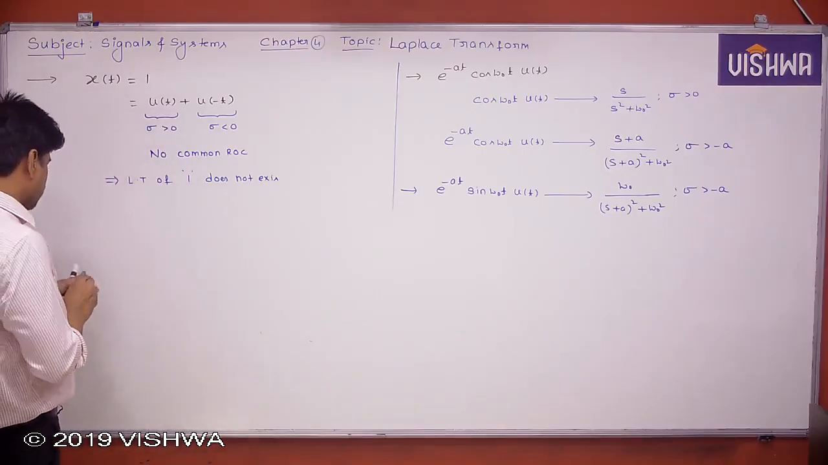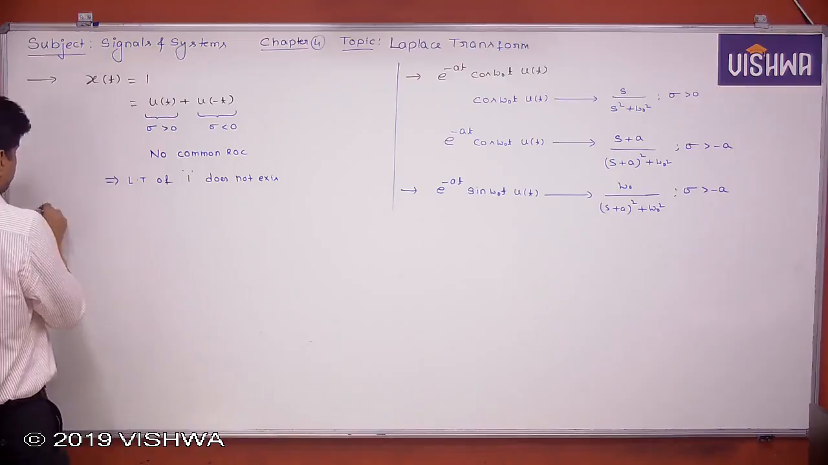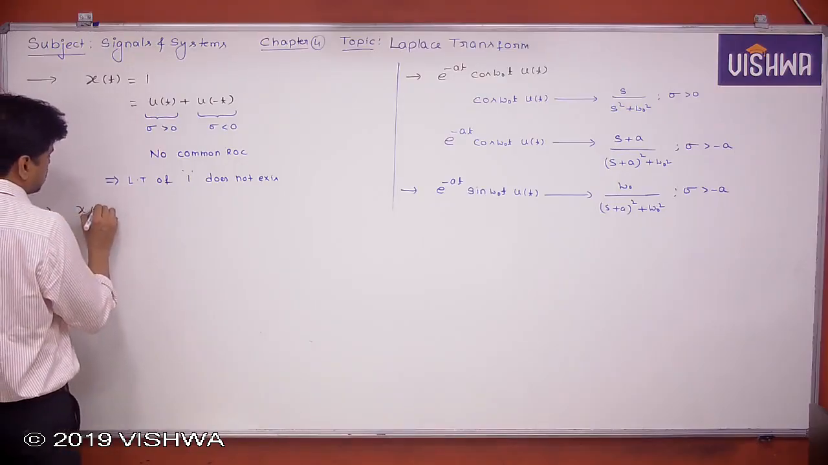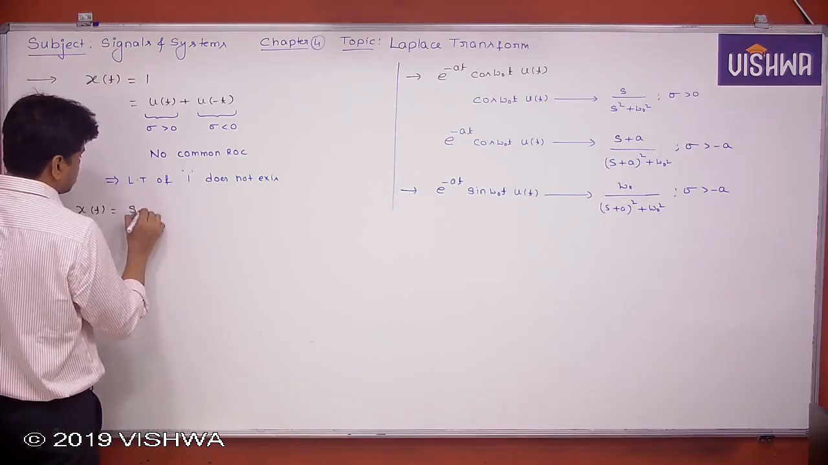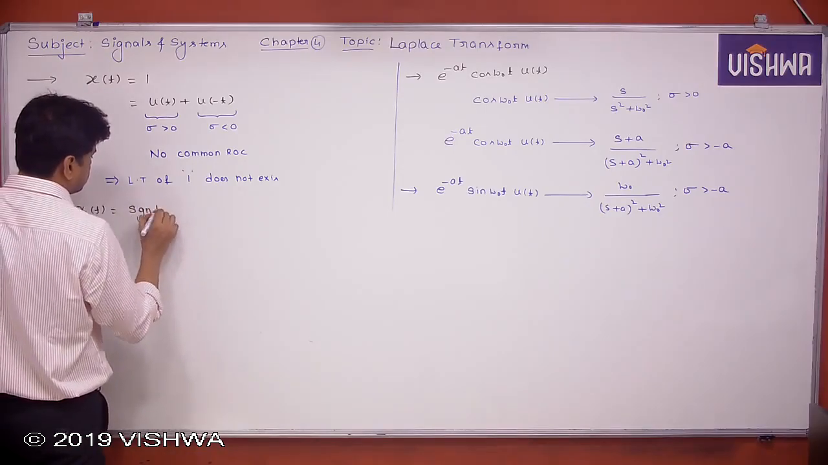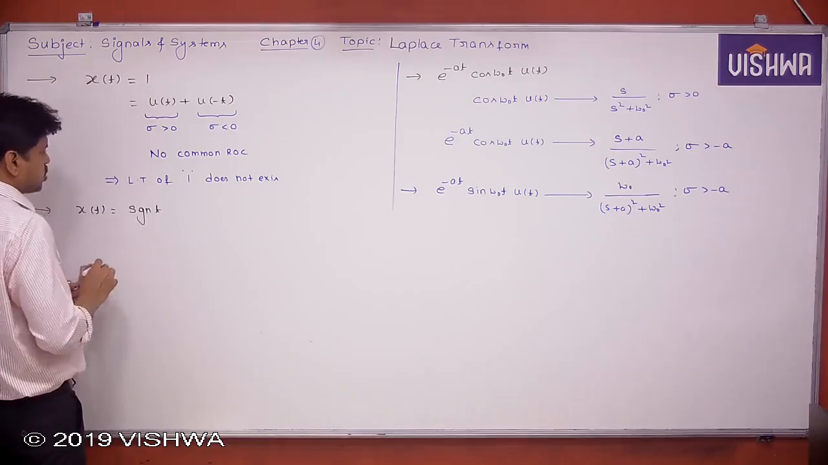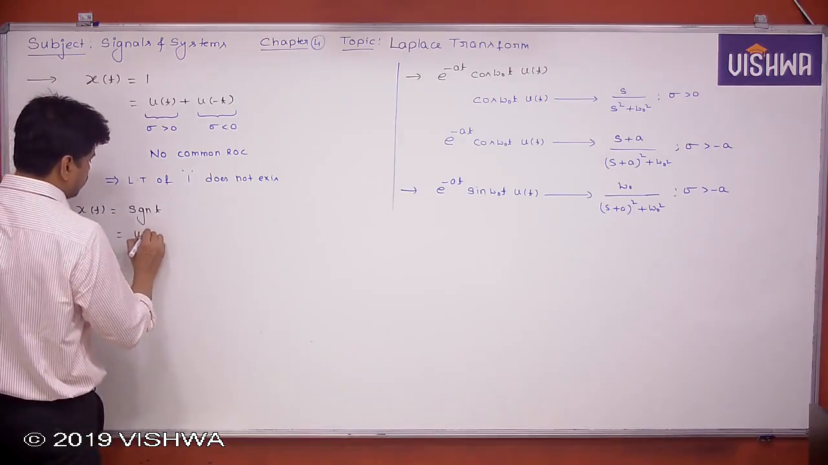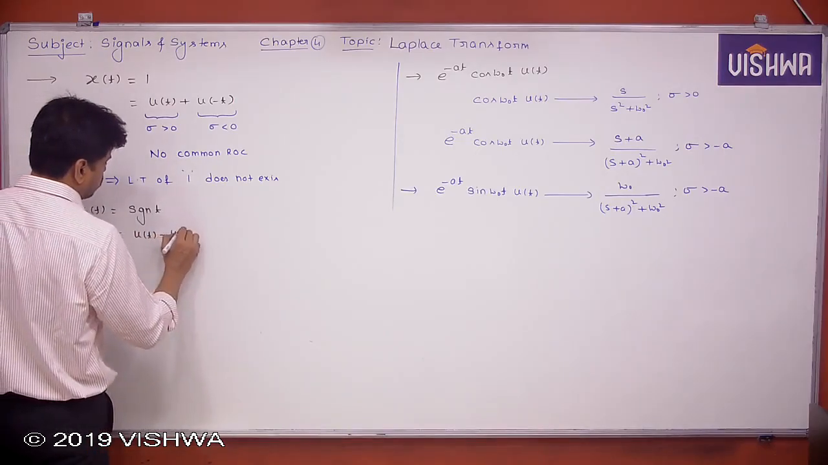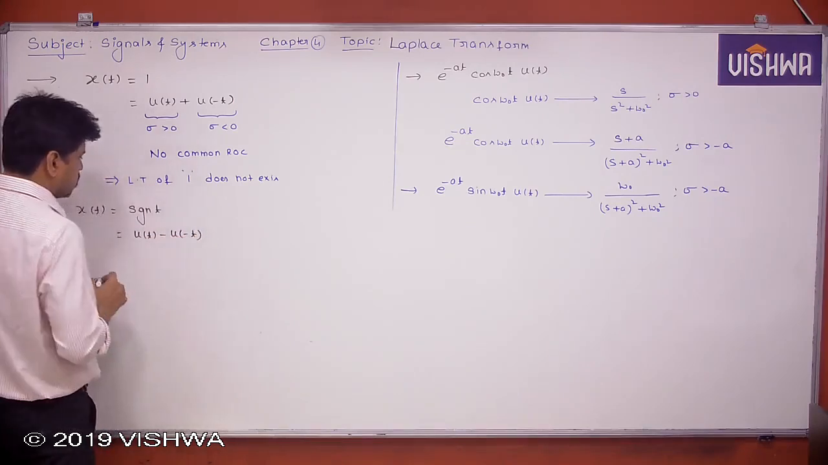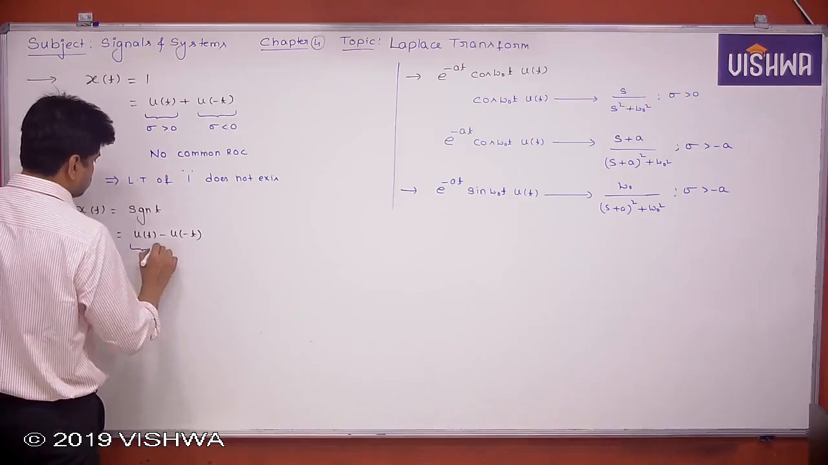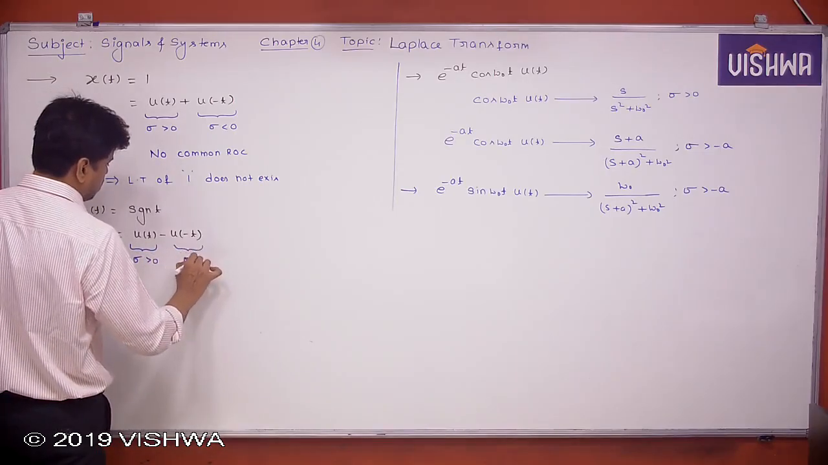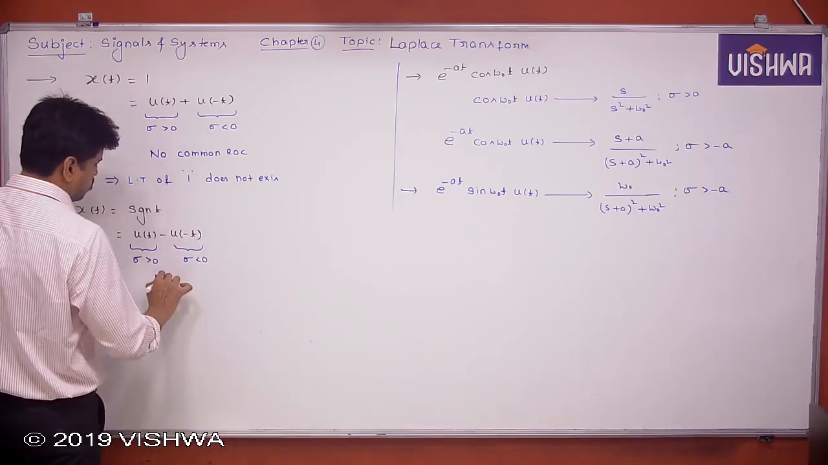In the similar manner, suppose x of t is equal to signum t. Signum t can also be written as u of t minus u of minus t. So here also the same problem. We don't have any common ROC: sigma greater than 0, sigma less than 0. No common ROC.